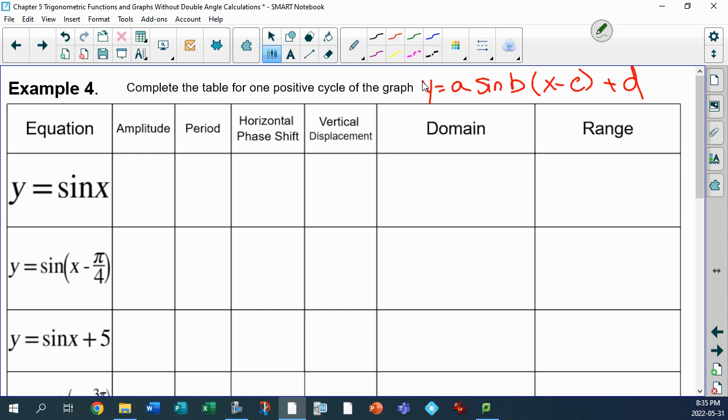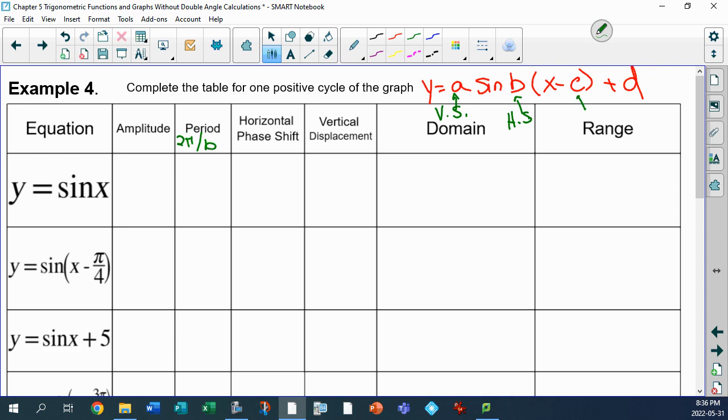So remember, what does the A stand for? The A stands for your amplitude, which actually turns out to be your vertical stretch. Your B does not determine the period. That is your horizontal stretch. And don't get stung by the B. Remember, period, especially for sine and cosine, is going to be 2 pi over the B value. So you have to divide by that B value.